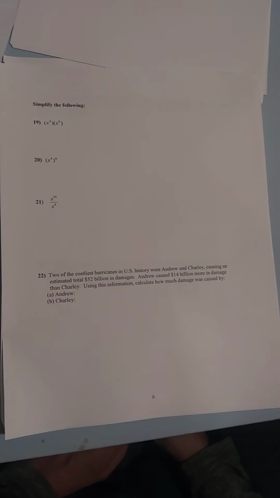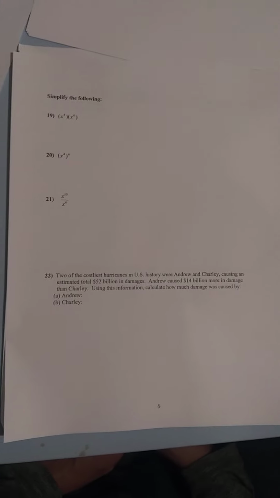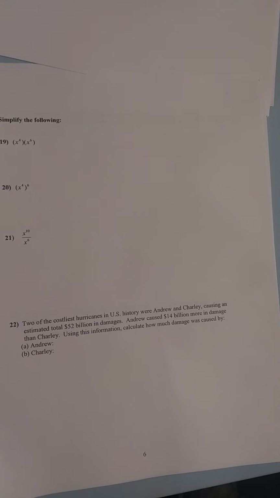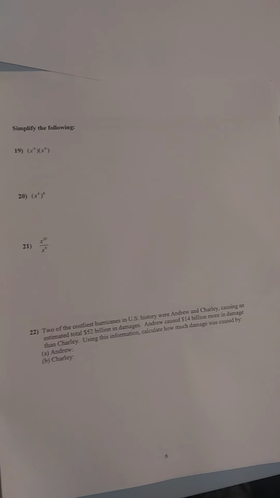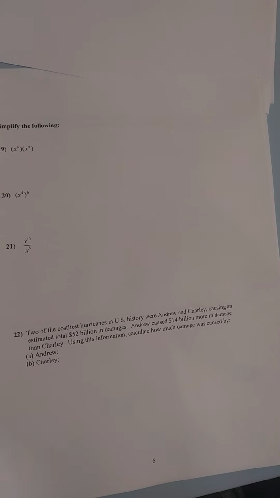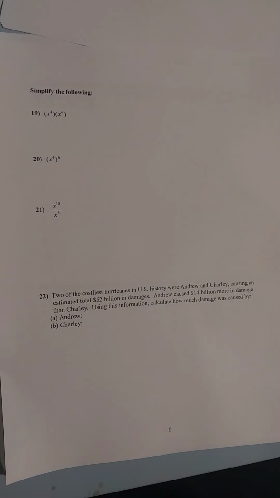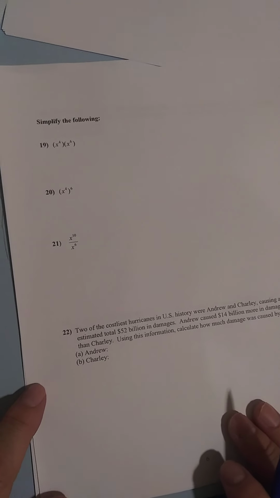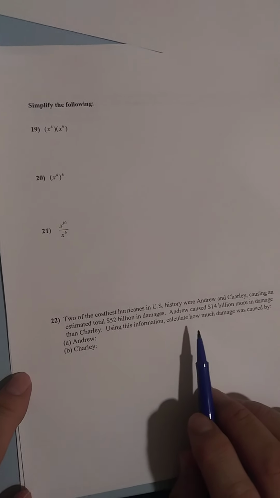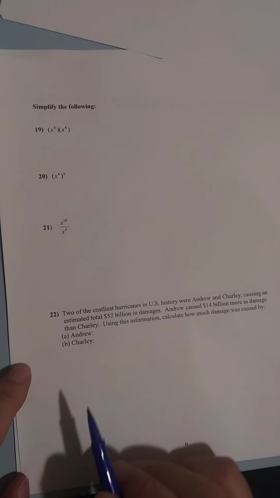We're going to go over some other applications of systems of linear equations. Here's one. We're going to do 3 of them. 2 of the costliest hurricanes in US history were Andrew and Charlie. Andrew caused an estimated total of $52 billion in damages. Andrew caused $14 billion more in damage than Charlie. Using this information, calculate how much damage was caused by Andrew and by Charlie.